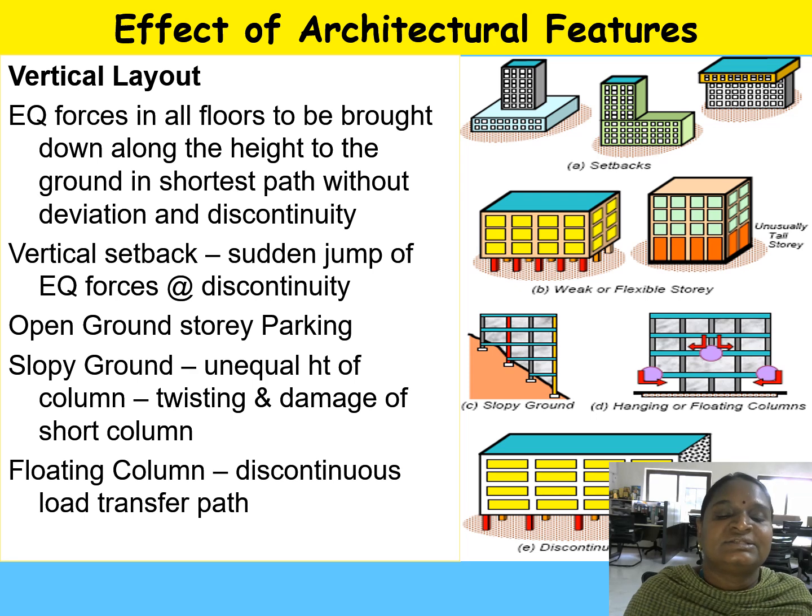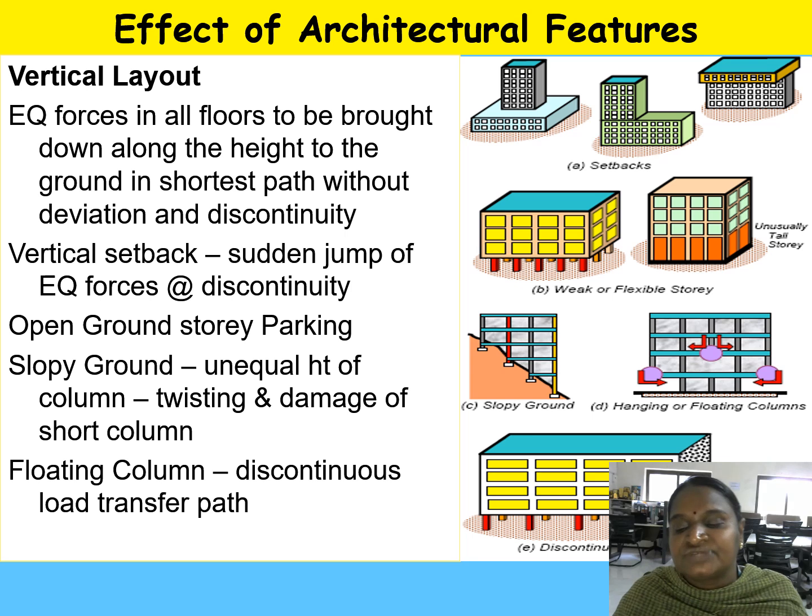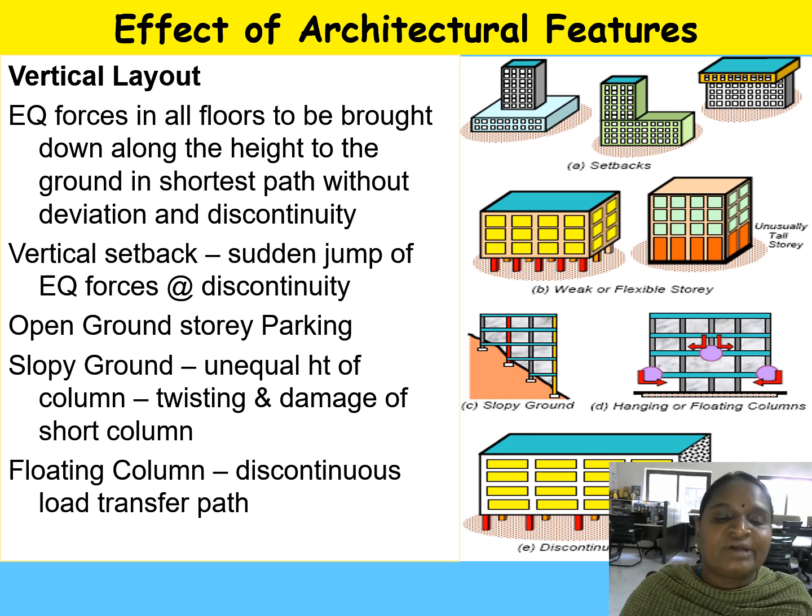Then vertical setback, sudden jump. Suppose you have an intermediate transfer girder or a sudden jump, then there may be a chance of earthquake forces concentrating there. And if you give an open story, then it will be critical. Then sometimes there is unequal height of columns, and there may be a chance of twisting and damage due to the short column effect. And for the floating column also, in a seismic zone, the floating column will be very critical, because the load transfer is discontinuous. So it is better to avoid the floating column also.